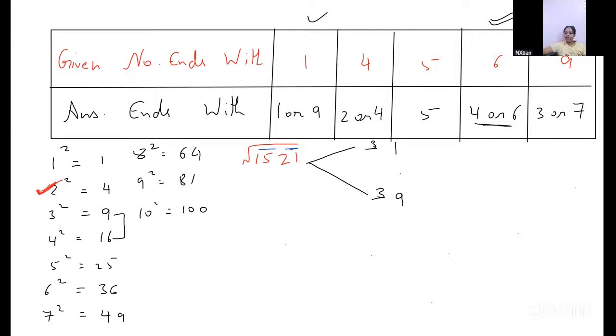Now multiply 3 with the number that is just bigger than 3, which is 4. Multiply it with 4. How much will we get? 12. Then compare.